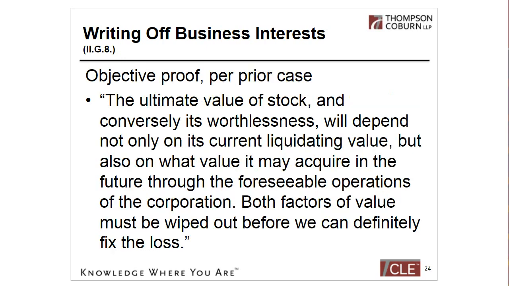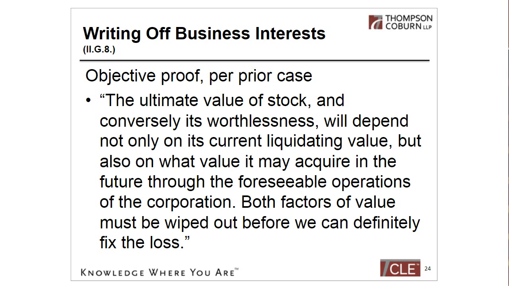Now, objective proof. This 2019 case cited another case and gave quotes from the other case. So here they talk about how the other case involves stock. The value of stock or its worthlessness depends not only on its current liquidating value, but also on what value it might acquire in the future through foreseeable operations.